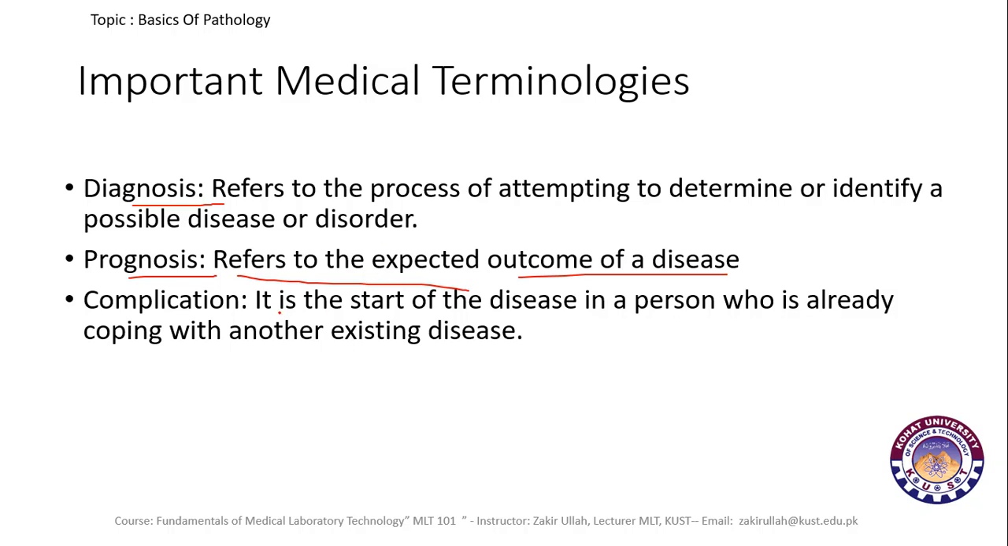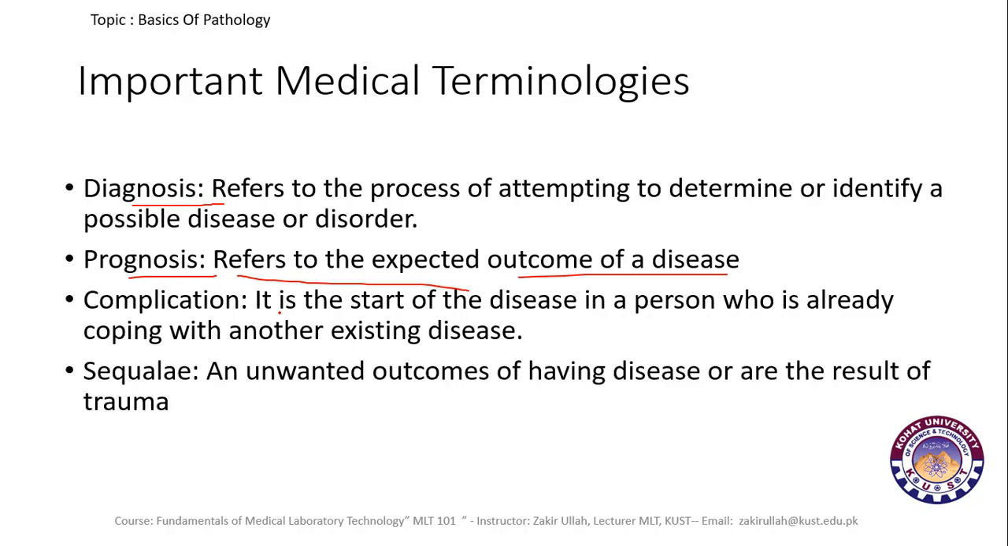Complication is the start of a disease in a person who is already coping with another existing disease. So, if a condition develops secondary to another condition, that type of disease is called a complication. For example, a person has diabetes mellitus, and as a result of the diabetes mellitus the kidneys are damaged or the eyesight is damaged. So, these diseases develop as a result of this diabetes mellitus or this hyperglycemia. These are called the complications of the disease, or the complications of diabetes mellitus. So, this is an example of complication.